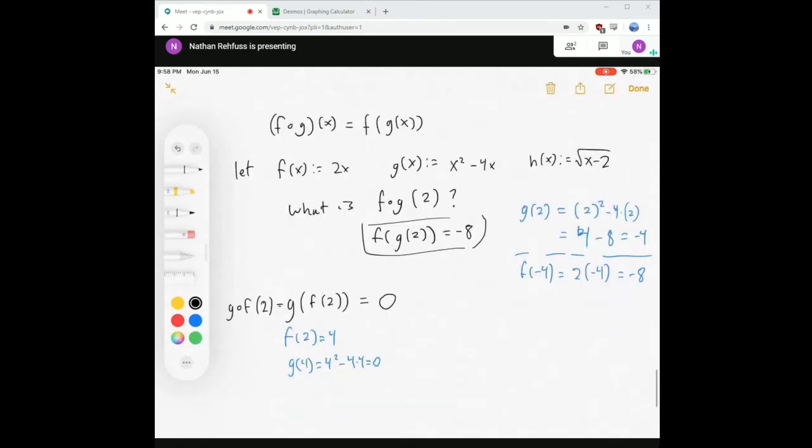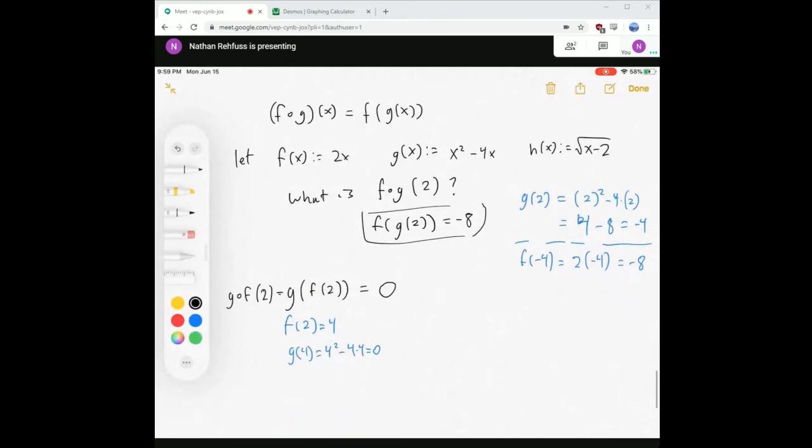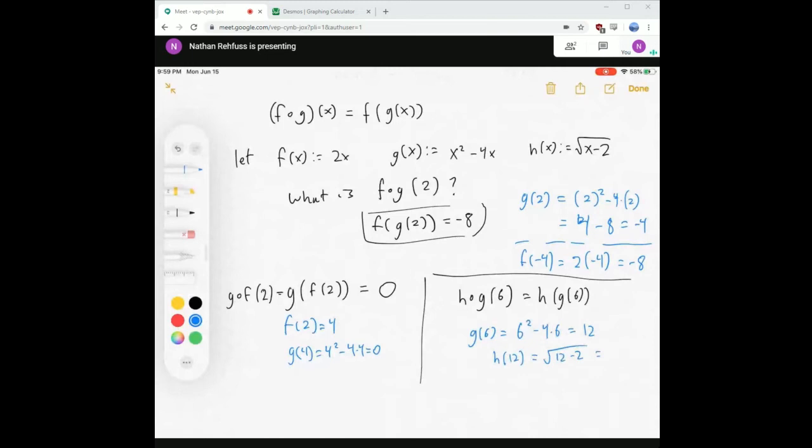Let's do a couple more. How about, let's see, what is H of G of 6? Well, first I'd need to do G of 6, and that's 6 squared minus 4 times 6, which is 12. And then I would do H of 12. So that's the square root of 12 minus 2, which is root 10. So H of G of 6 is root 10.